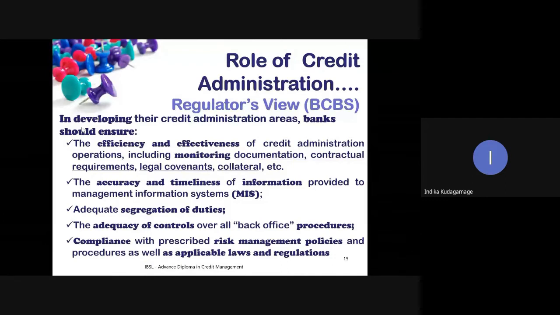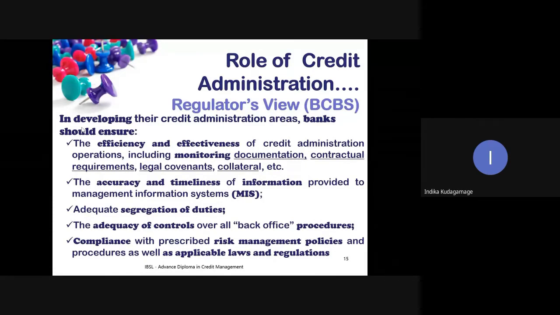Segregation of duties. As I told, you should not allow the same person to do, like, limit loading and disbursement. But if we have to do it because of our size, he should report to 2 different managers for the authorization, right? Segregation of duties. Then adequacy of control over back office procedures. We need to have proper controls: dual authorization, internal checking, internal audit function properly, everything should be there on the back office function.